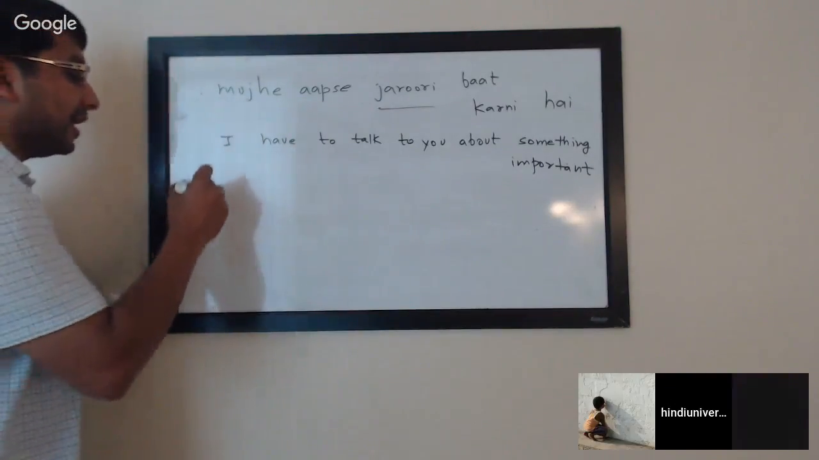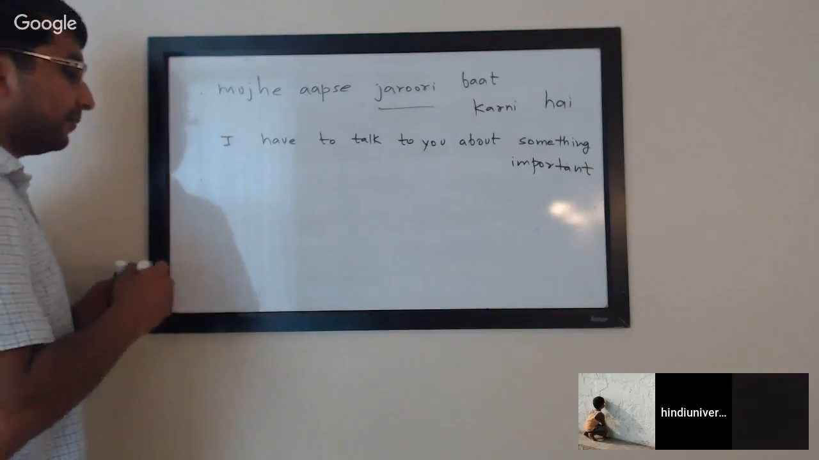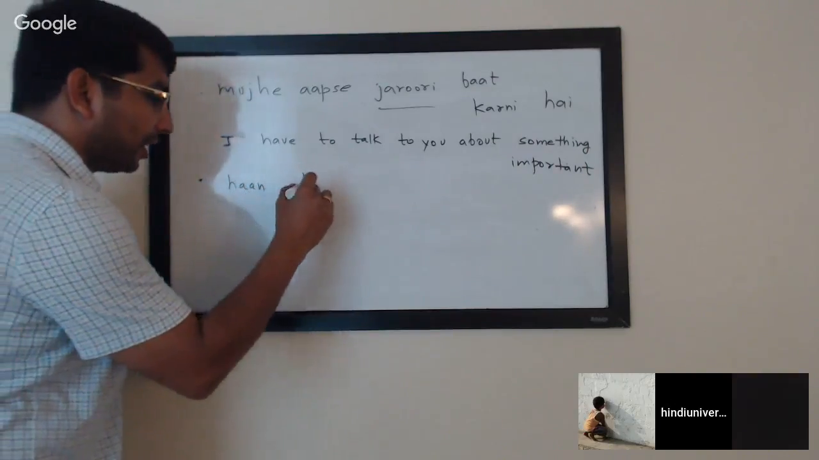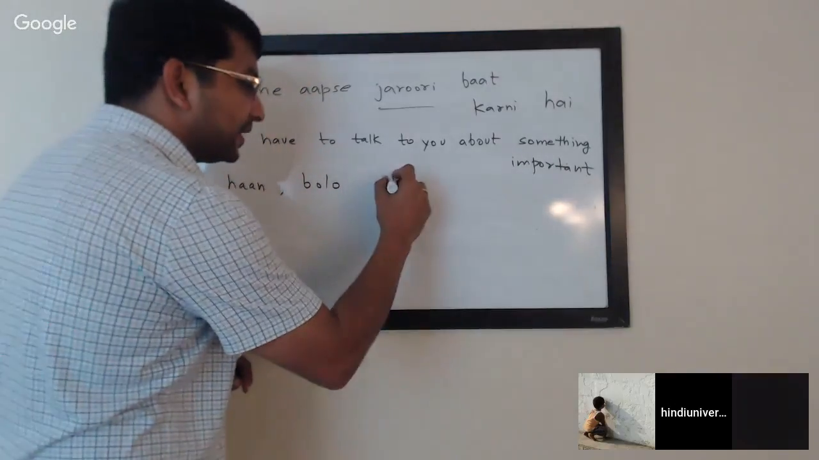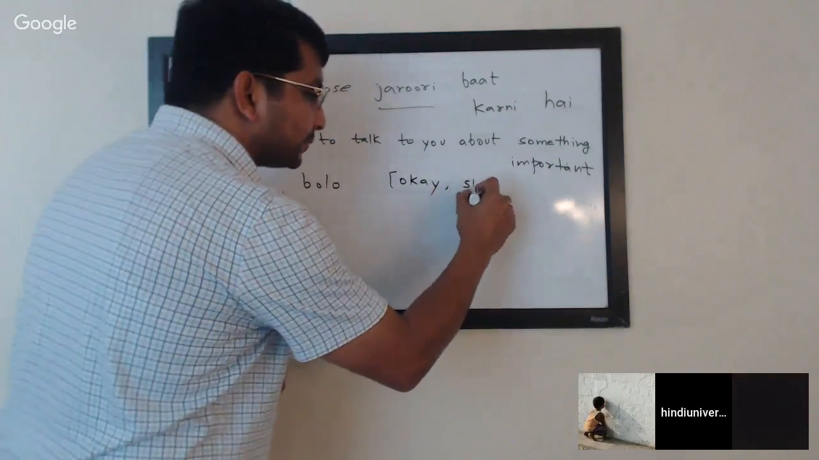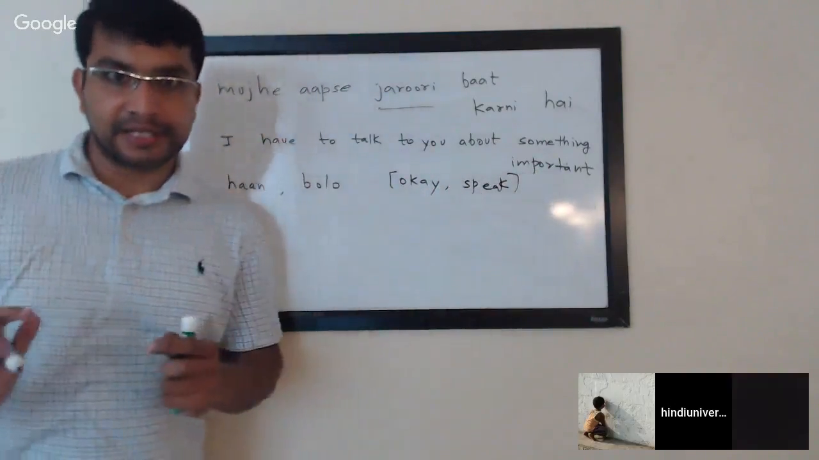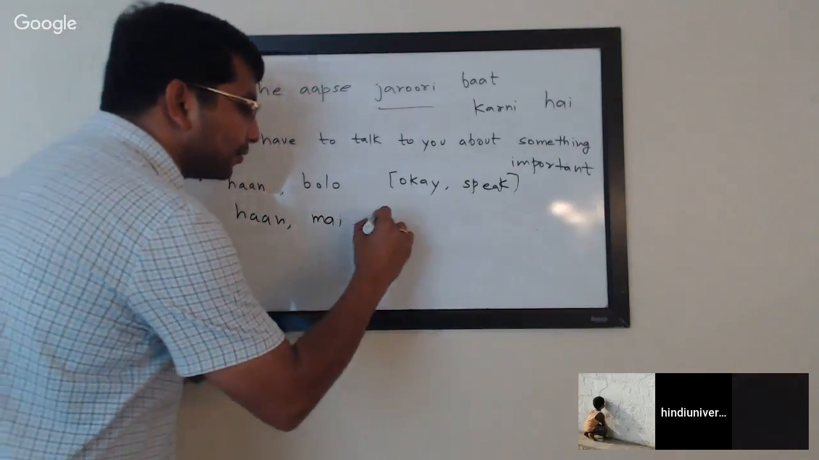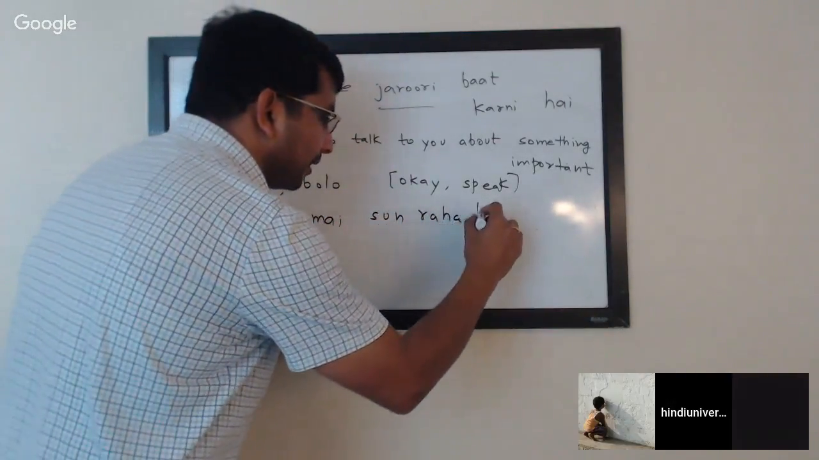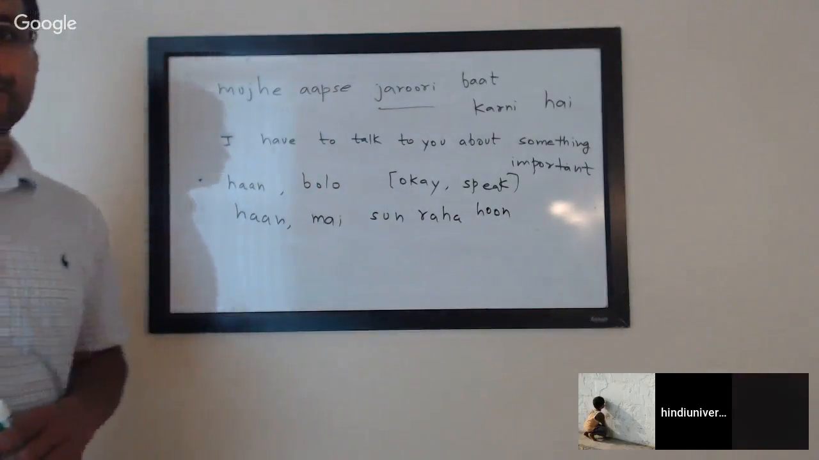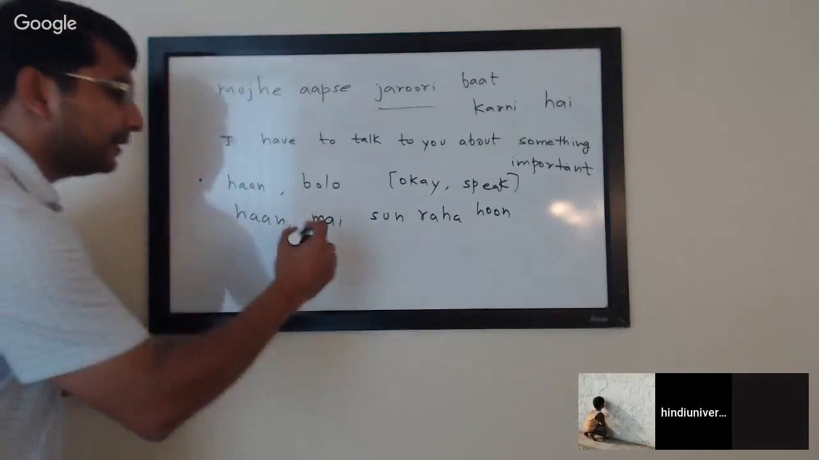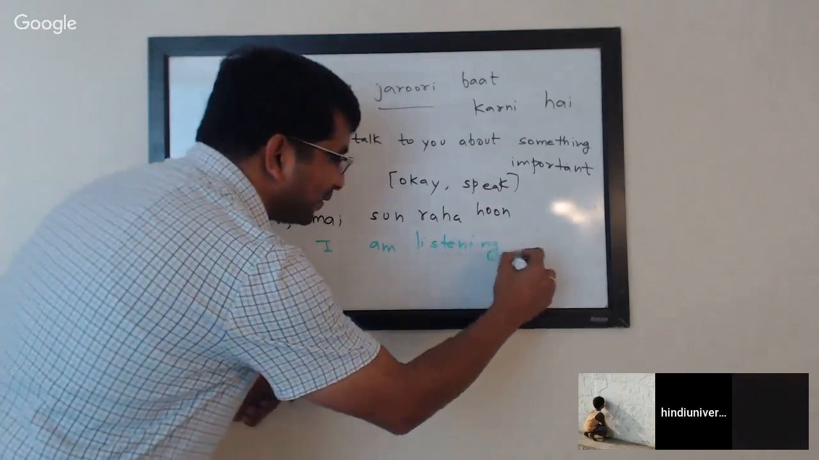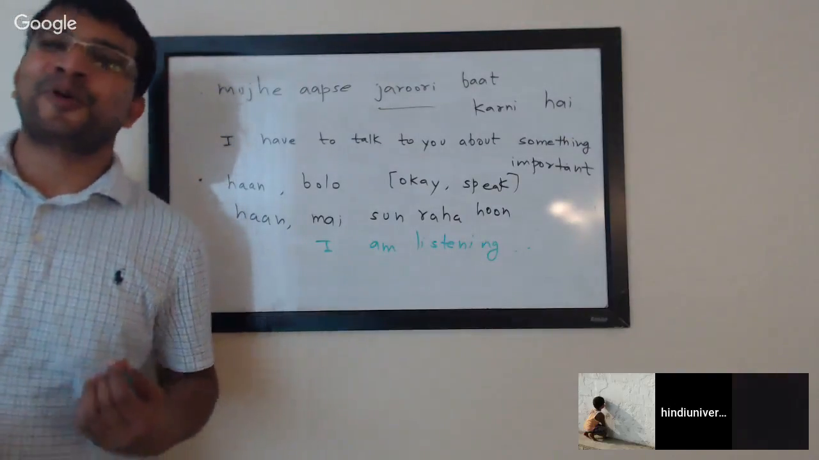And then in this case, I will say as Ram, achha, and then I can say, haan bolo. Haan bolo would be, okay, speak. Basically speak, or it also means that I'm all ears, I'm listening. You can say, haan, main sun raha hu. What does it mean, main sun raha hu? I'm listening. Very good, right? I am listening. Now, you and Shirin both have to come up with something important that you want to talk about.